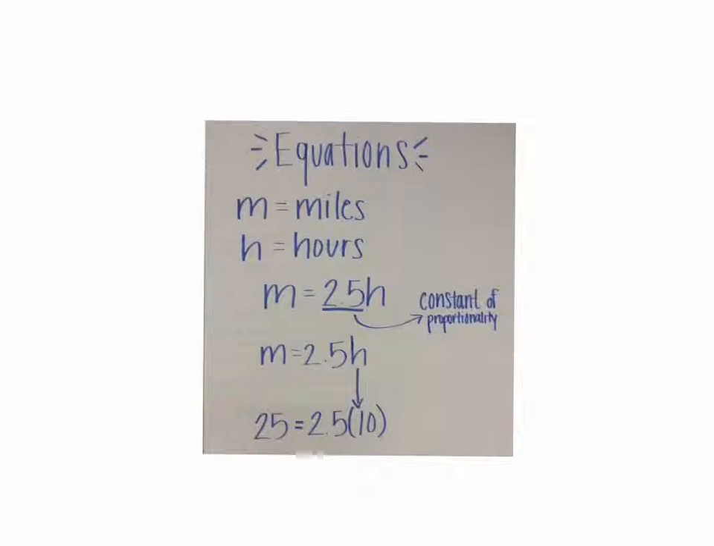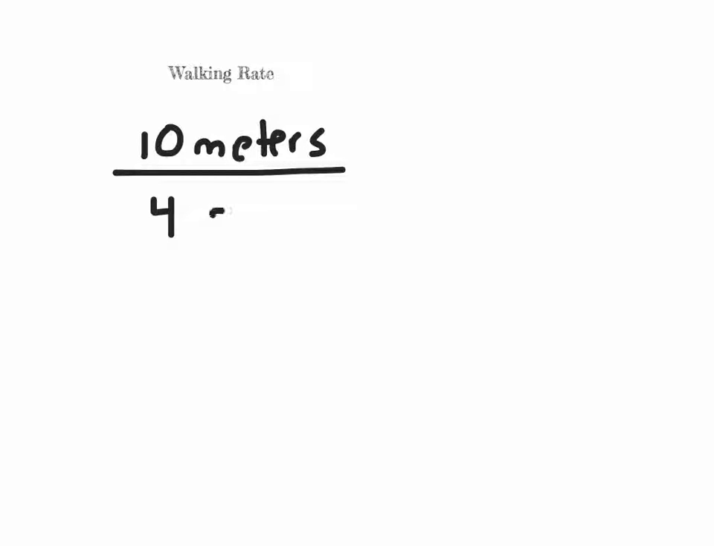And finally, we wrote equations where we were comparing variables like miles and hours with an M and an H as our variables, and using that constant multiplier, constant of proportionality, as our multiplied term to our 1 unit or hours. So today we want to take that walking rate, and whatever it was, I want you to go ahead and set it up as a comparison. I'm going to choose to write mine as meters per 4 seconds.